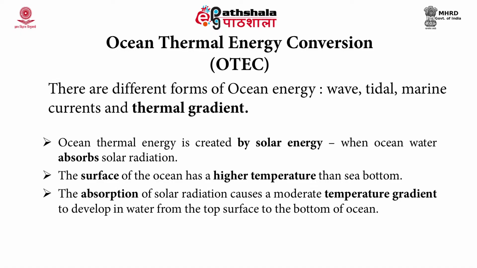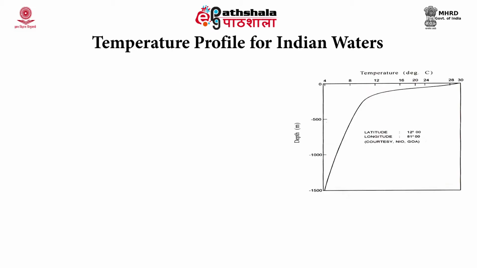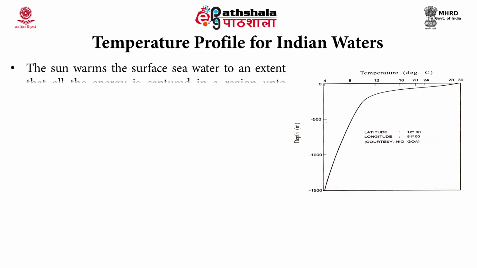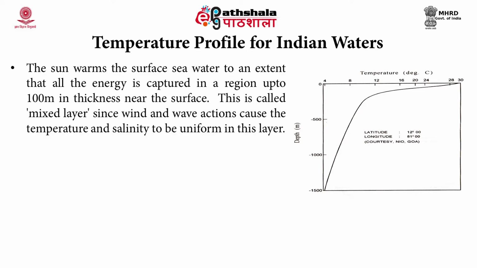The surface of the ocean has a higher temperature than if you go deeper down into the sea. The absorption of solar radiation causes a moderate temperature gradient to develop in water from the top surface to the bottom of the ocean. Look at this figure. On the x-axis you have the temperature in degrees centigrade and on the y-axis you have depth in meters. The sun warms the surface seawater to an extent that all the energy is captured in a region up to 100 meters in thickness near the surface.